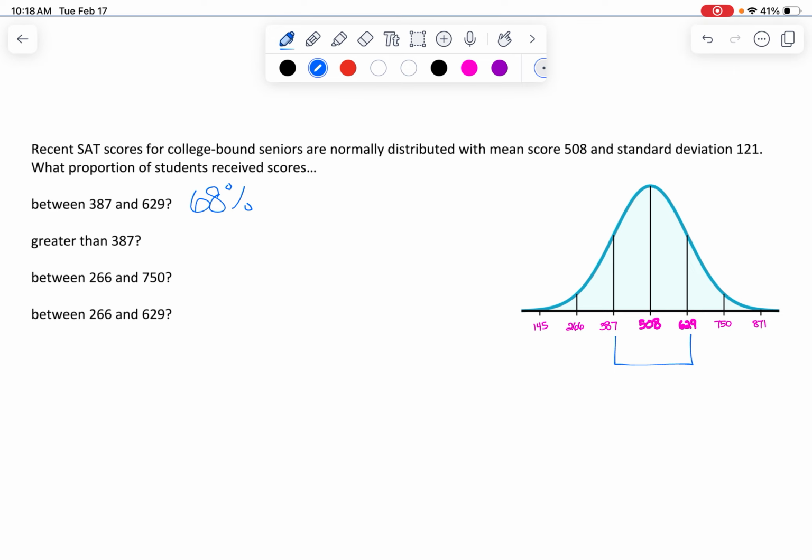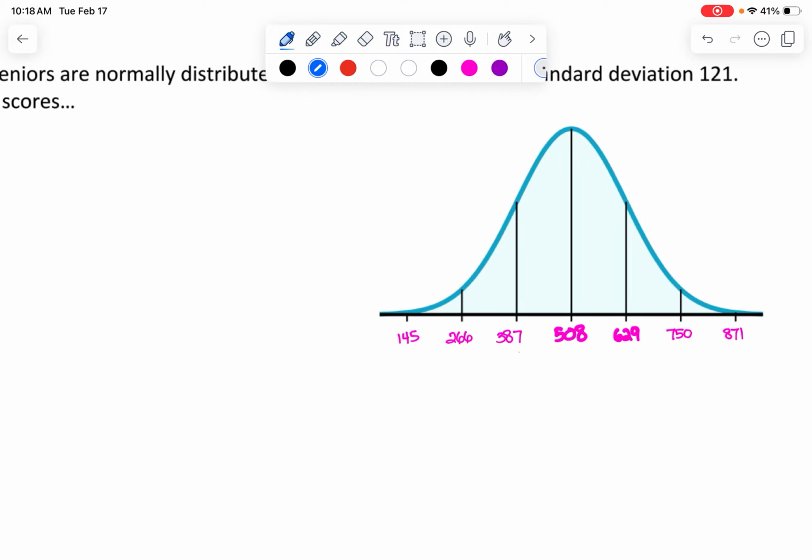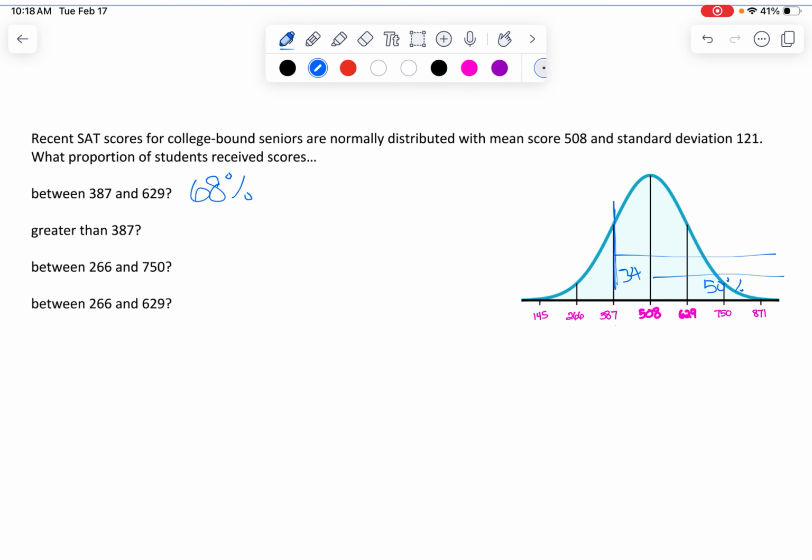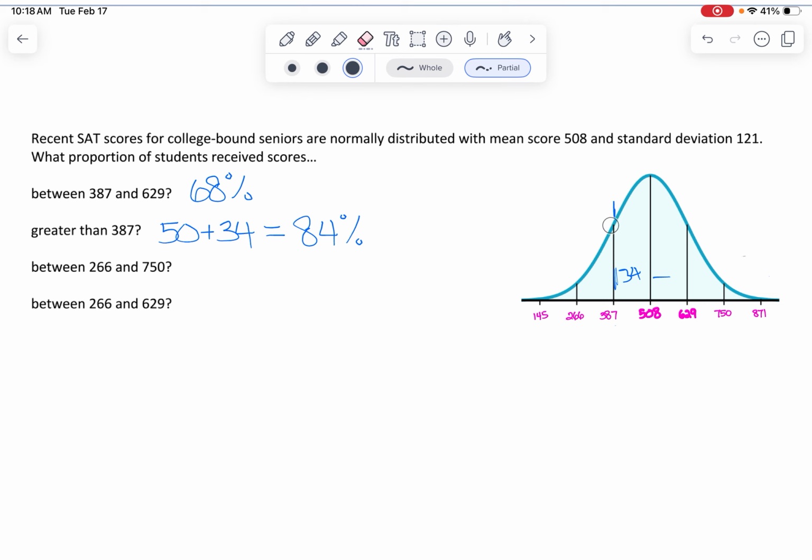Greater than 387. Okay, so if we're looking at this one, that would be from here on. Now we know that this is 50%, right? 50% above. And then we know that this is also 34. So if I add those together, that would be 50 plus 34 would give me 84% of the data there. Okay, let's get rid of this so it's not confusing for our next part.